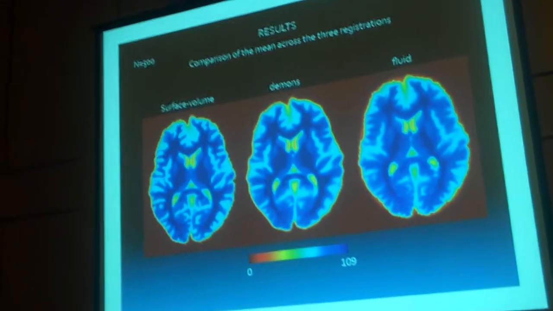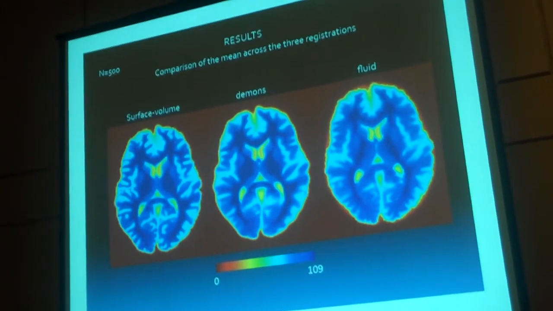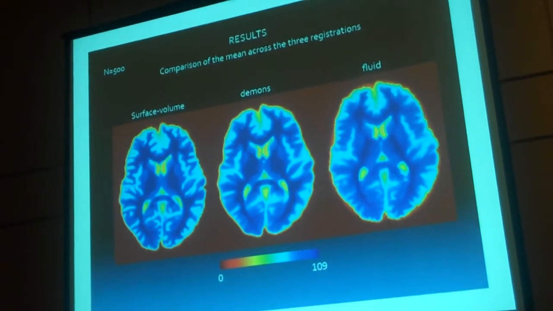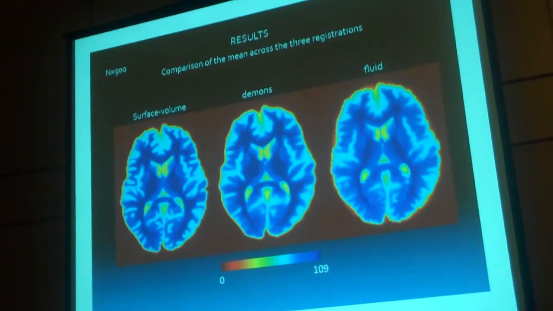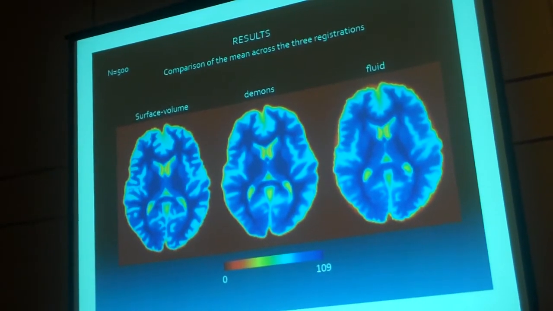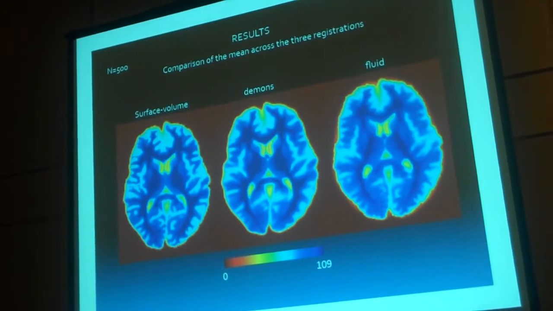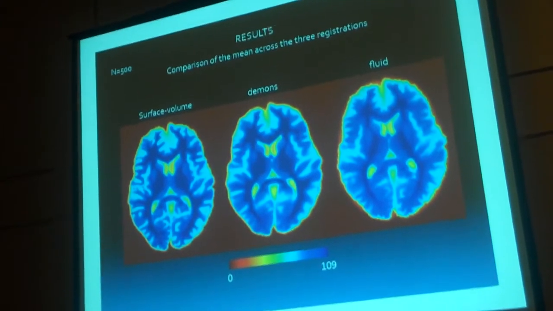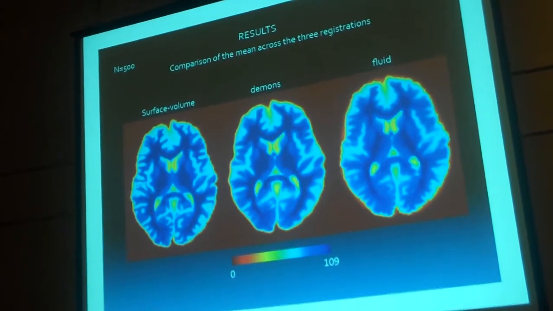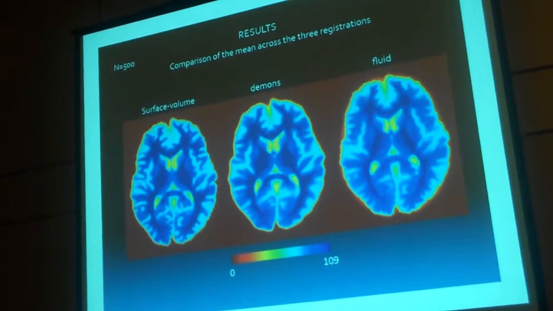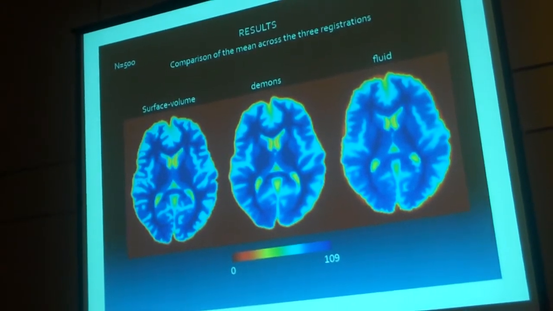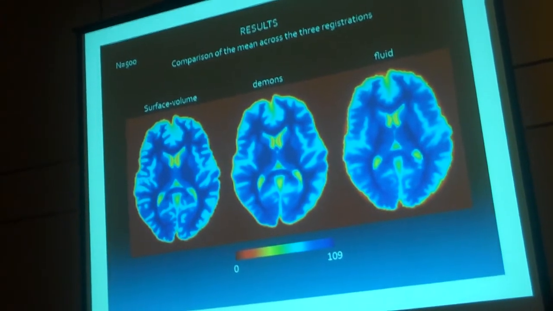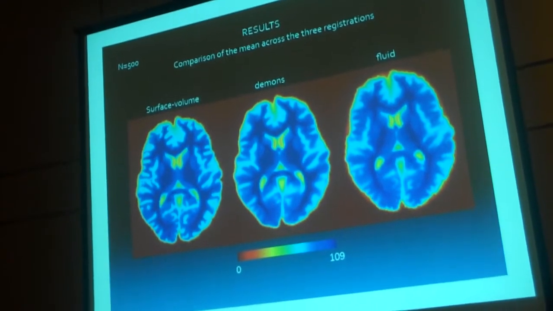What we can see here on the right, corresponding to the results of the fluid registration, is that the internal structures are very well aligned, whereas towards the cortex, we can see that the cortex smoothes a bit, and the cortex is not well defined. For the Demons registration, we also got a good internal structure alignment, and towards the cortex, it got a little bit better than the fluid registration. But where we could see good internal structure and cortical alignment was for the surface volume registration, once we did this average across all the registered images.